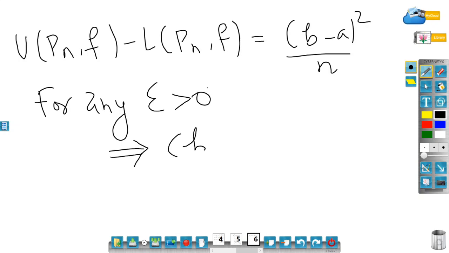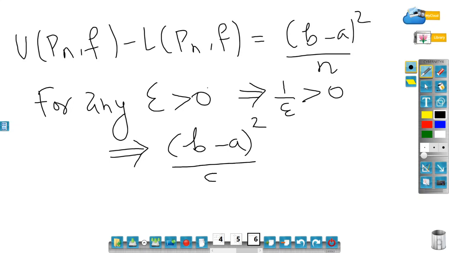now this would imply your b minus a whole, or maybe let me calculate this. This would imply 1 upon epsilon is also greater than 0. If epsilon is greater than 0, 1 upon epsilon is greater than 0. This would imply b minus a whole square upon epsilon is still greater than 0. Now is this true?